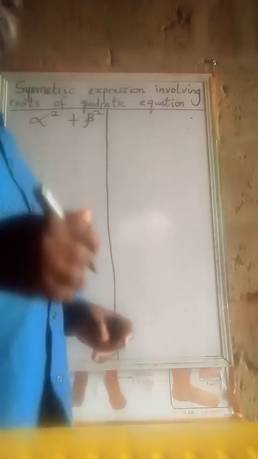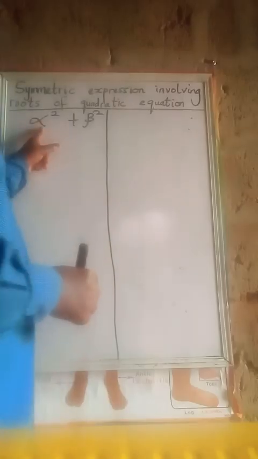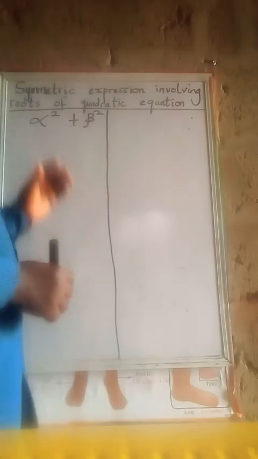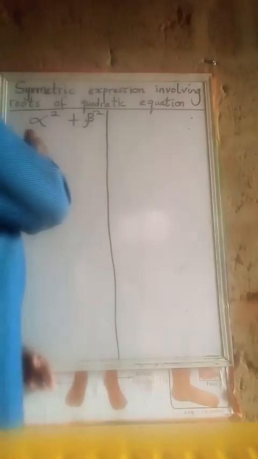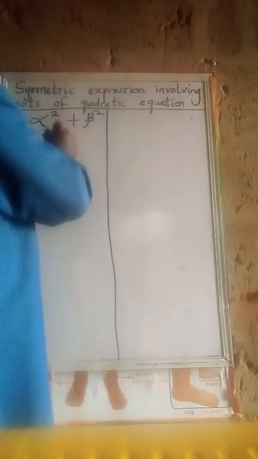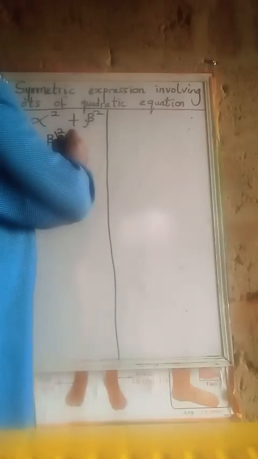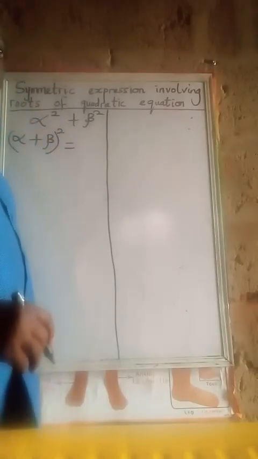In order to do this, we are going to make use of the knowledge of algebraic expressions. This expression comes from the parent expression. What is that parent expression? Alpha plus beta raised to the power of 2. This is the parent expression from which alpha square plus beta square is formed. Now, how is it formed from there? Let us do this expansion, alpha plus beta all square.